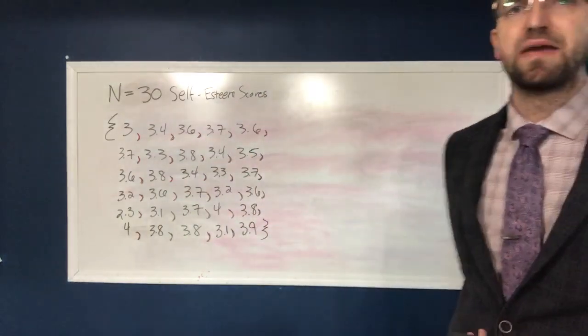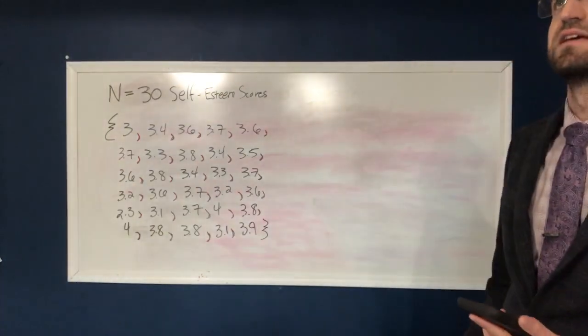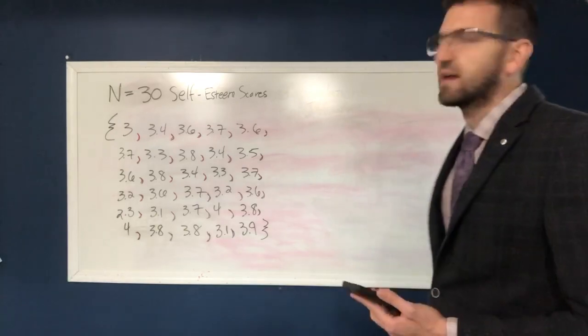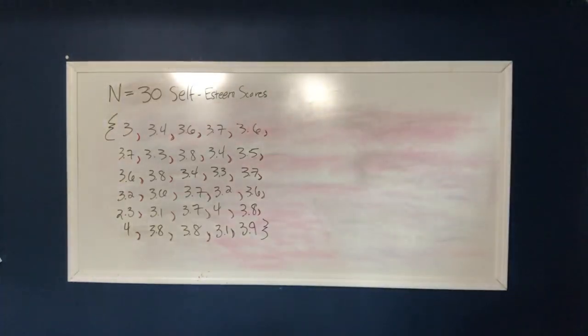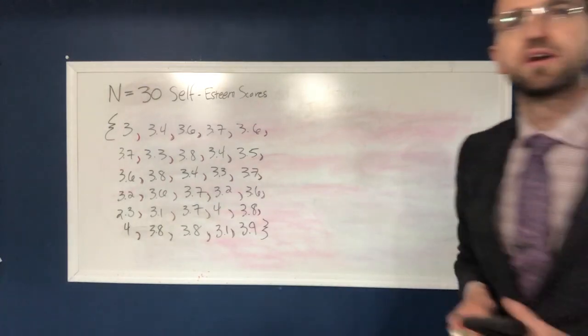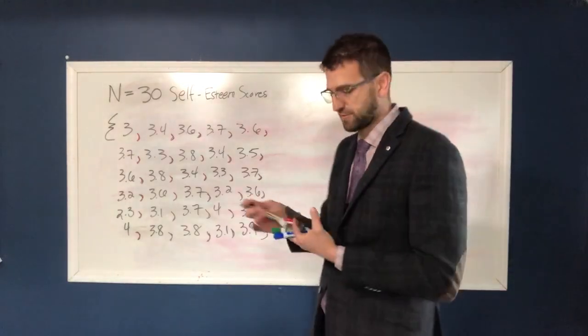Well, one of the most basic things we could do in statistics is we can actually organize the data. So the first thing we're going to do is we're going to start with what's called a simple frequency distribution.